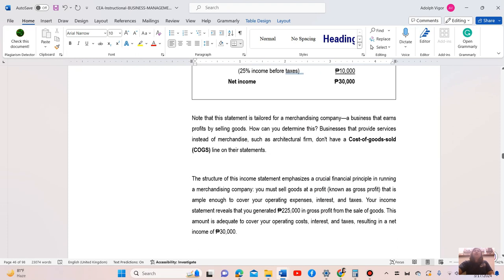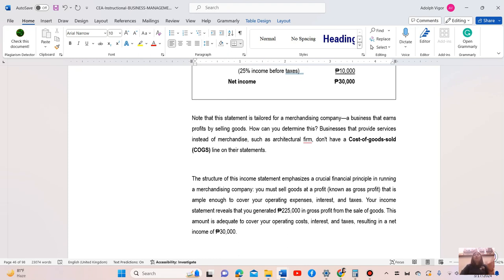Okay? So note that this statement is tailored for merchandising company. Merchandising, a business that earns profits by selling goods. How can you determine this? Business that provides services instead of merchandise, such as architectural firm, don't have cost of goods sold or COGS in line of their statements. Wala siya cost of goods sold.